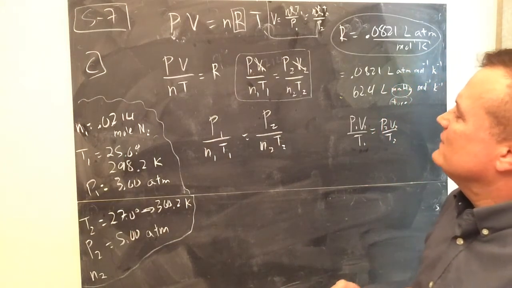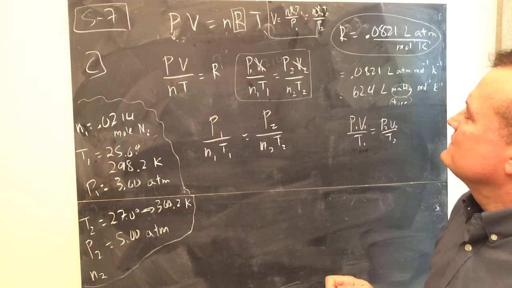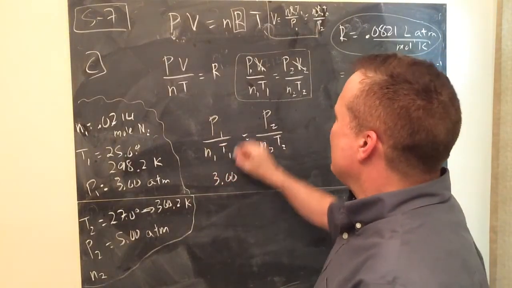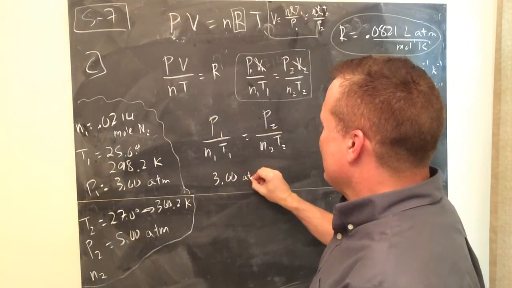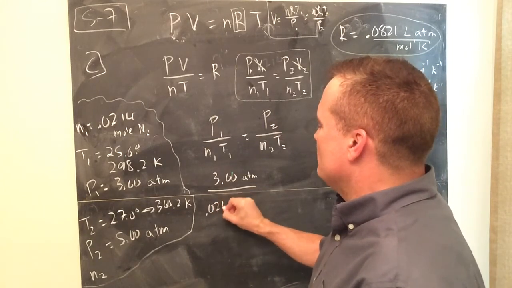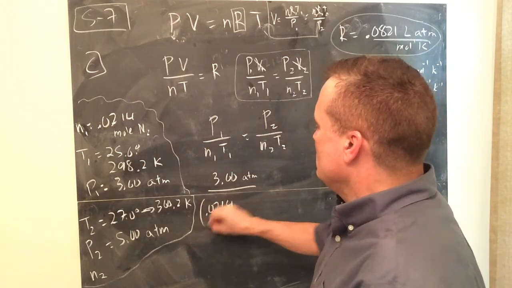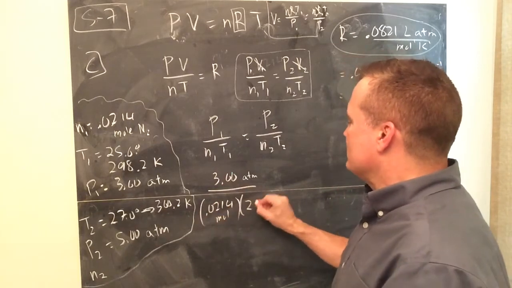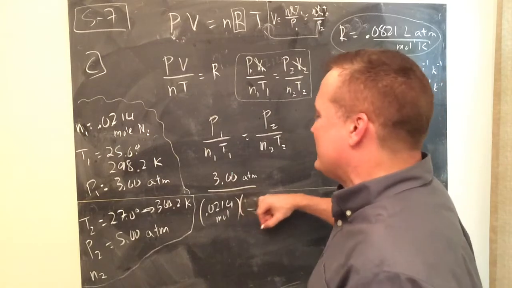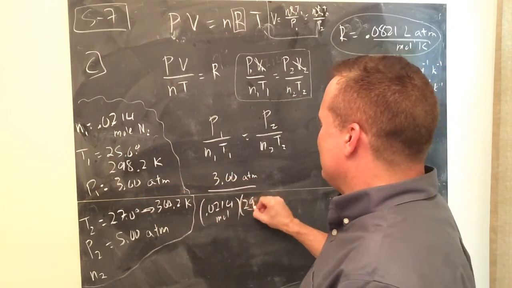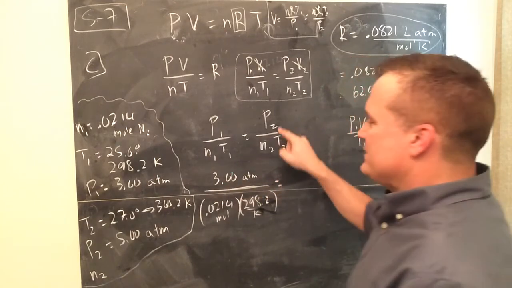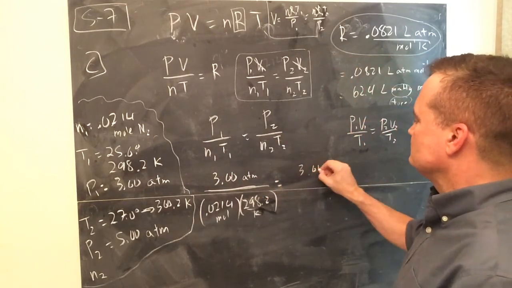P1 V1 over N1 T1 equals P2 V2. Okay, so pressure 1 is 3 atmospheres. I'm going to plug them in. 3 atmospheres. N1 is 0.0714 mole. T1 is 25 degrees Celsius. Oh, no, what am I doing? I never write it there, and that just stood out. 298 Kelvin equals P2, 3 atmospheres.